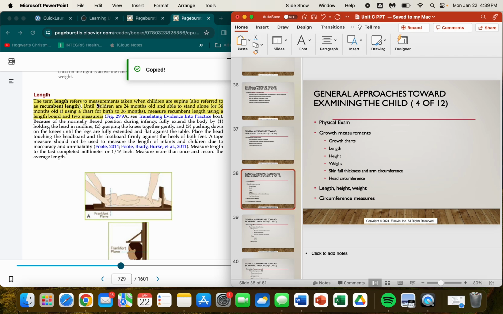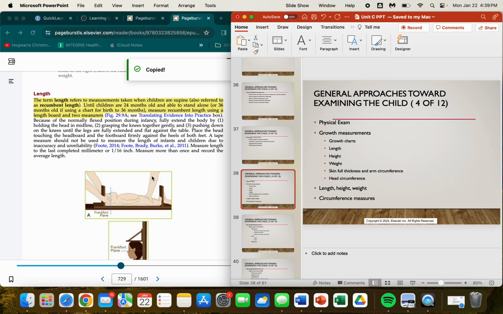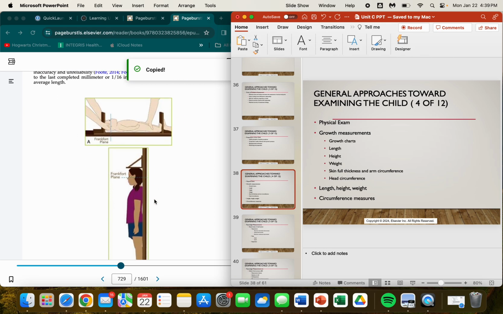The term length refers to a measurement taken when kids are supine, also known as recumbent length. Until kids are 24 or 36 months, depending on the chart that they use, kids are usually measured by length lying supine. So this little chart, or this little excerpt right here.